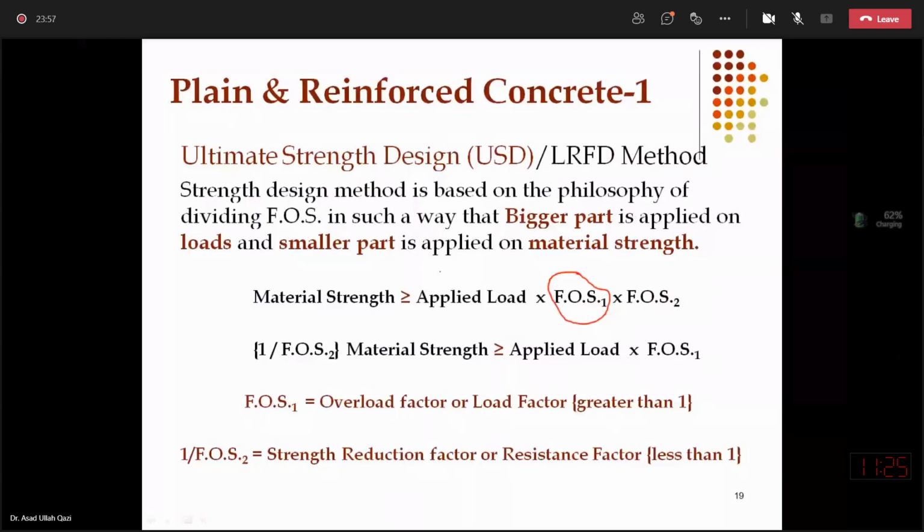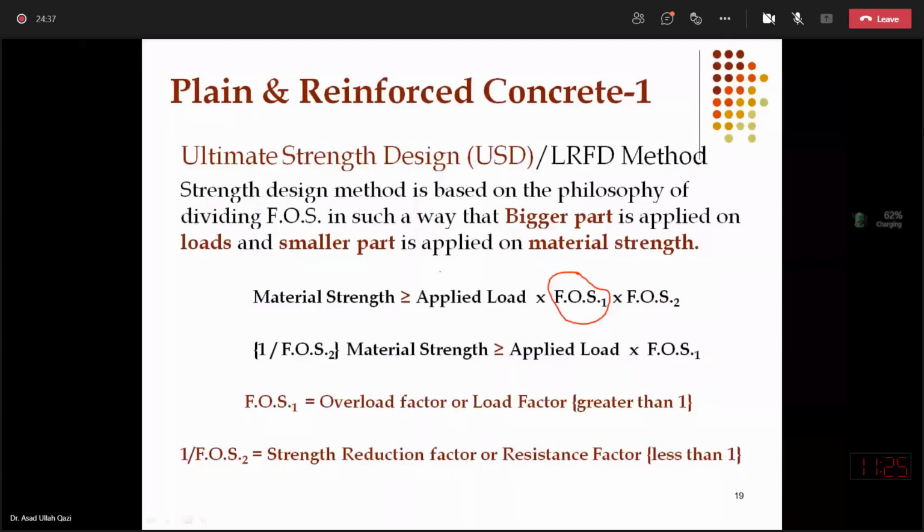1.2 for dead load and 1.6 for live load. So loads you will increase by some factors, which are actually factors of safety. While material strengths, or resistance offered by the materials, you will reduce by bringing the factor of safety in the denominator, which is more than one. Once you take the reciprocal of it, or you divide the resistance with a factor greater than one, it will reduce the resistance.